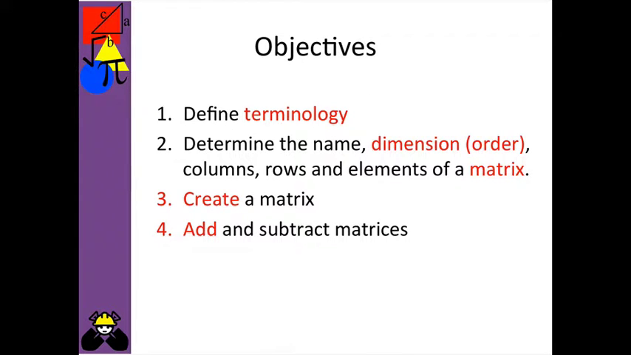The objectives for today, and please fill in the missing terms that are in red. Number 1, we're going to define terminology, so we're going to see if there are any new terms we need to talk about. Number 2, we're going to determine the name, the dimension, and another word for dimension is order, columns, rows, and elements of a matrix. Number 3, we're going to create a matrix, and number 4, we're going to add and subtract matrices. The singular is matrix, the plural is matrices, so notice how the spelling changes. So fill in what vocabulary words are missing.